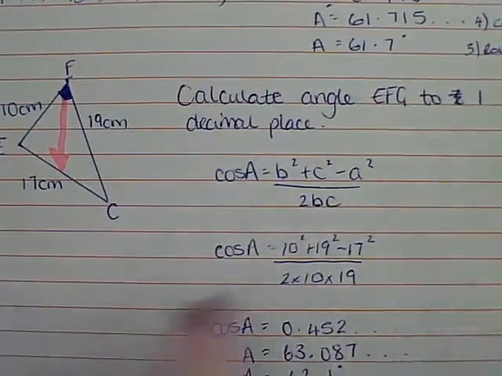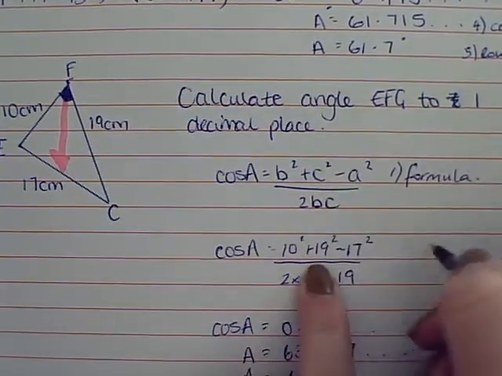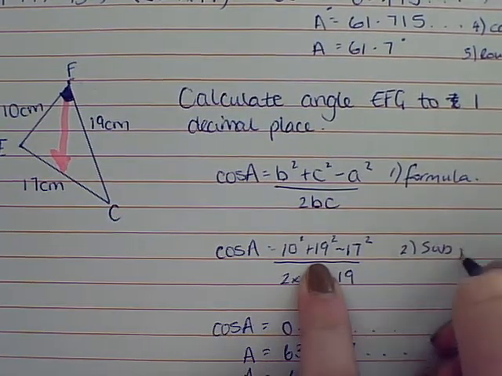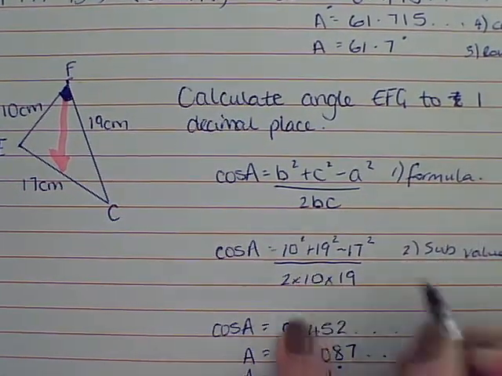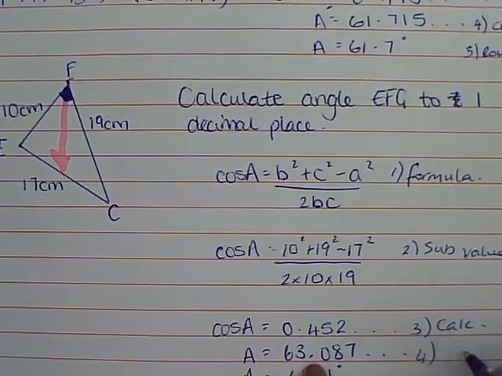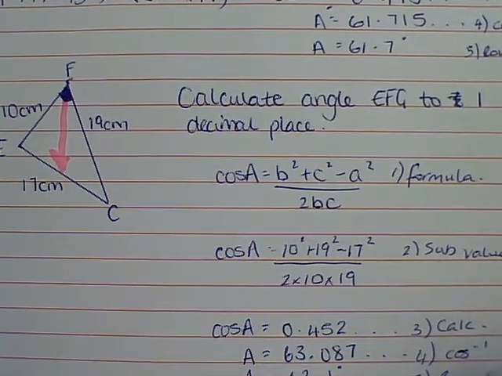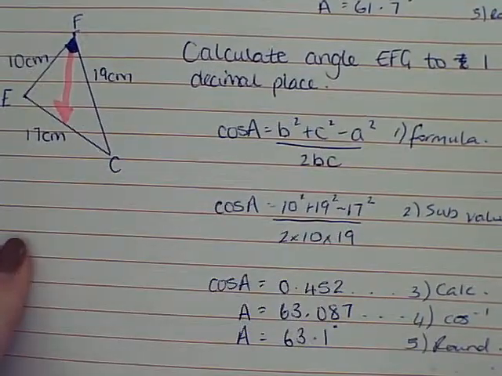Just running through that again. Step 1 is your formula. Step 2 is to sub your values. Step 3 is to type into the calculator. 4 is cos inverse, and 5 is to round. Job done.